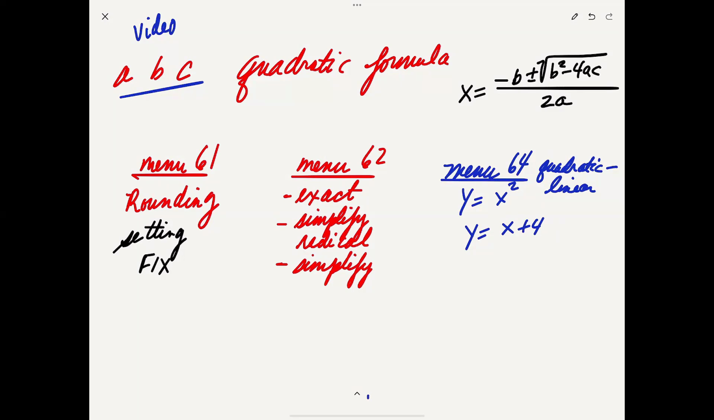I'm just going to do a bunch of problems showing you how to use your graphing calculator to solve quadratic equations. Now, I just did a video where I showed you how to find the A, B, and C anytime you're given a quadratic equation. If you haven't watched that, I would suggest you watch that. I'll put a link in this video so that you can go and watch it.